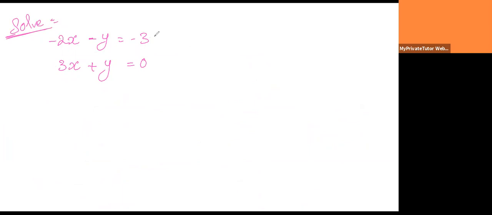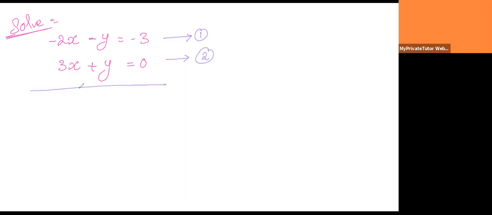If required, we can try any of the methods, but I'm going to explain the elimination method. There is no particular reason behind why elimination, but the simple reason is you can see the y coefficients here are the same, which is 1y and 1y. So we can eliminate y easily. That's why I have chosen the elimination method.